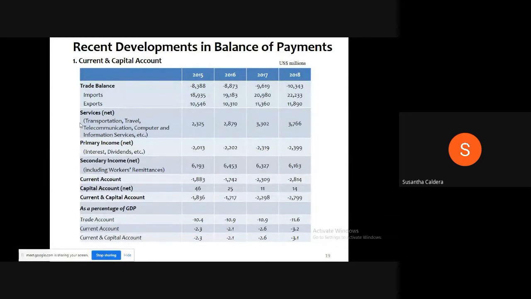We should look at our trade balance. That's the most important thing.